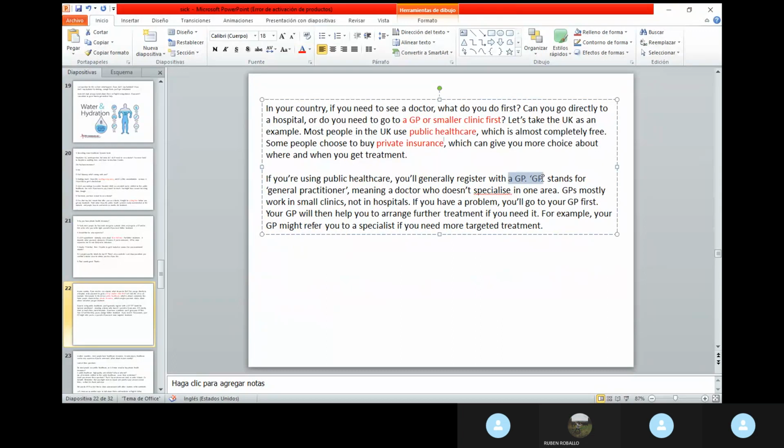Ya entendemos que es GP, ¿no? General Doctor. GP stands for General Practitioner, meaning a doctor who doesn't specialize in one area. Aquí lo describe cuál es el GP, que no se especializa, médico general. GP mostly works in small clinics, not in hospitals.